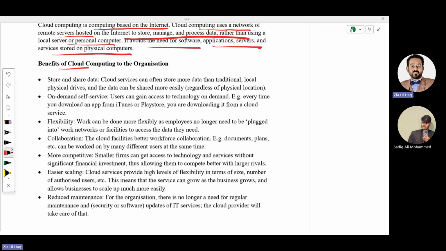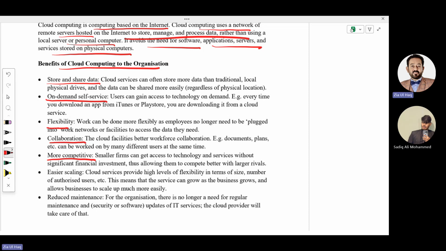Benefits of cloud computing to the organization: store and share data, on-demand self-service. Whenever you want to access data, you can access it. Flexibility: you can work from home, from office, or from any part of the world. Collaboration means you can combine data of your different branches, though they are working in different parts. More competitiveness means through this you can have quick access to the data. If you have quick access to the data, you can make a quick decision. And by making quick decisions, you can perform better than competitors.